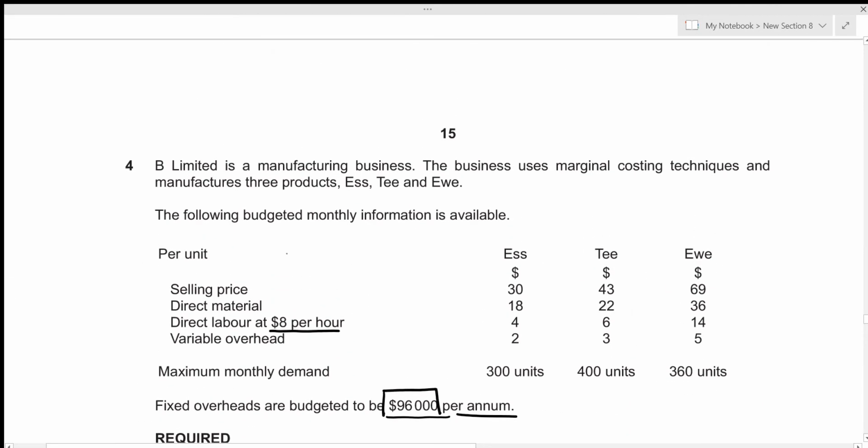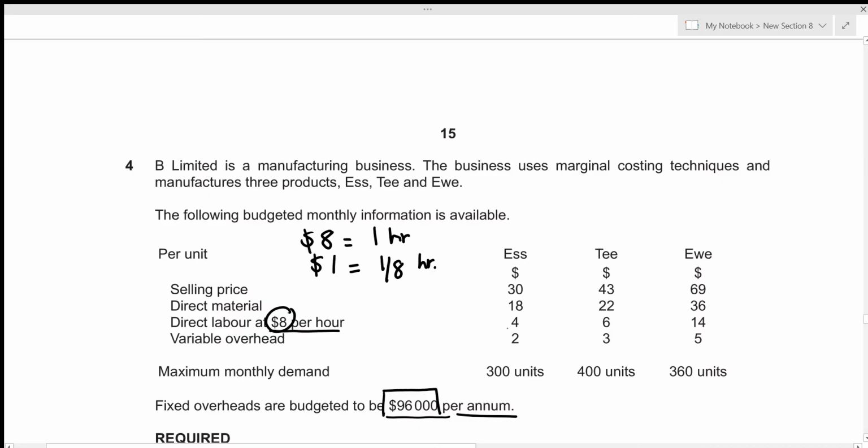Now we were given that the direct labor was paid at the rate of $8 per hour. So this just means that $8 was given for every hour of labor. So that's $8 for 1 hour. So we can easily figure out $1. So $1 will be for 1 by 8 hour. This is just a simple unitary method.